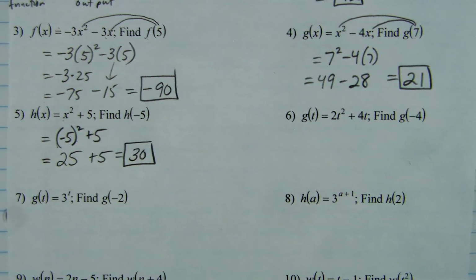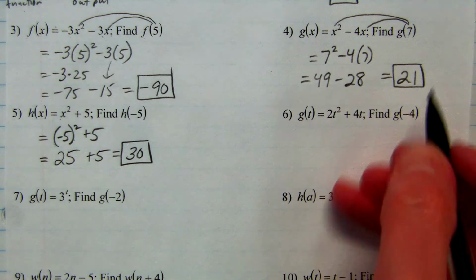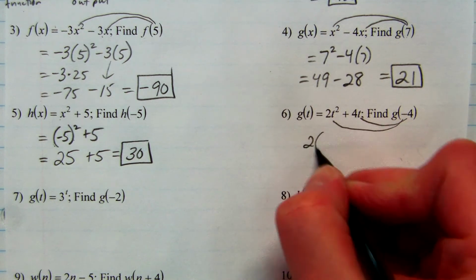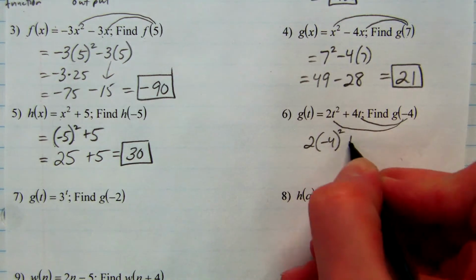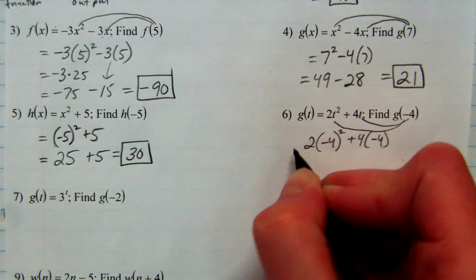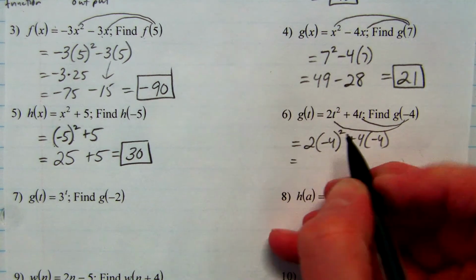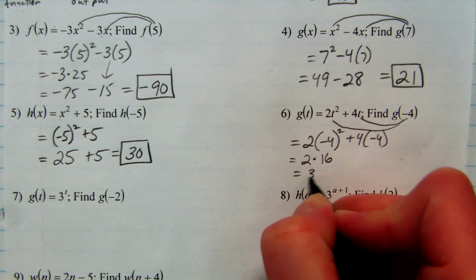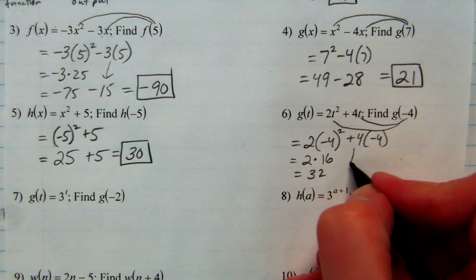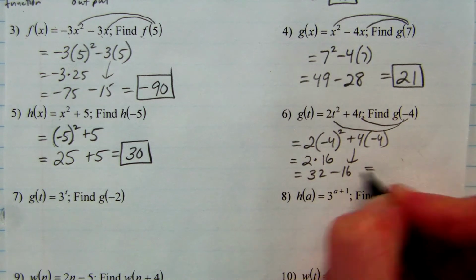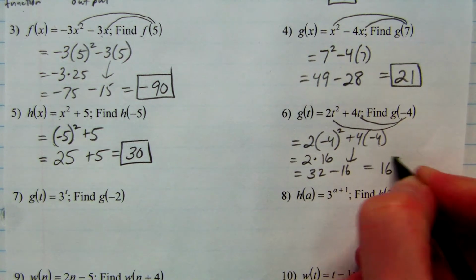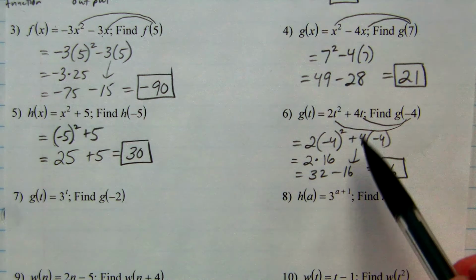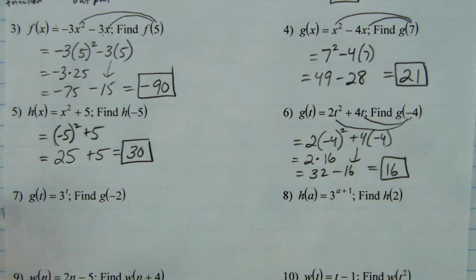And then on number 6, we're going to put negative 4 into both of these. So that'd be 2 times negative 4 squared plus 4 times negative 4. So that's going to be 2 times 16, which is 32. And this would end up being negative 16. So 32 minus 16 is 16. So those are pretty straightforward. Those were all polynomial functions.